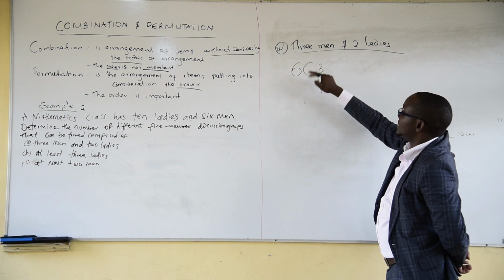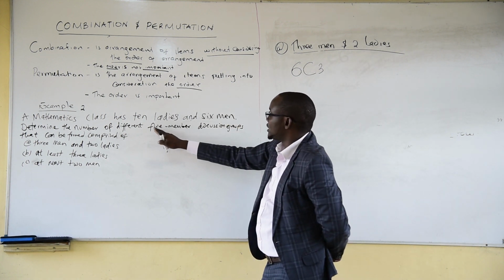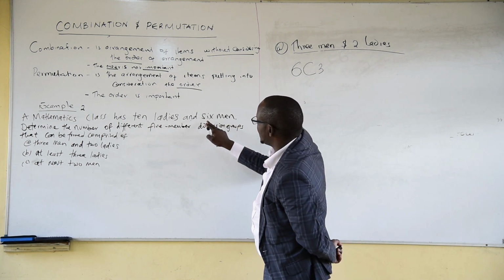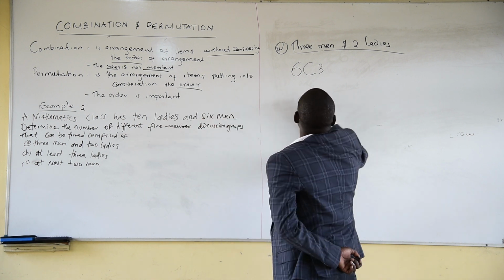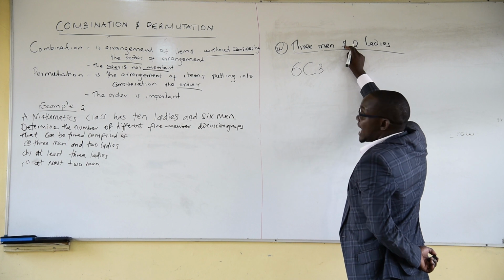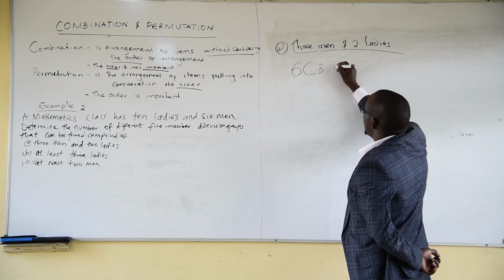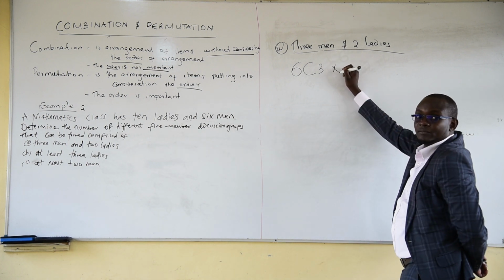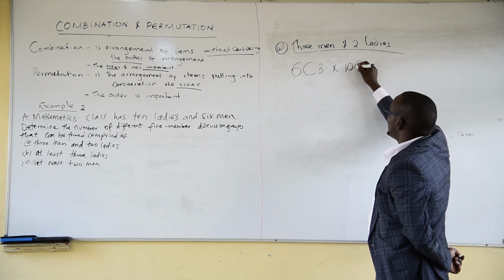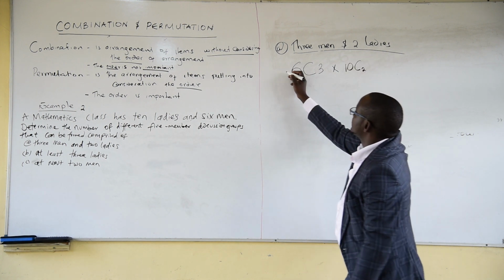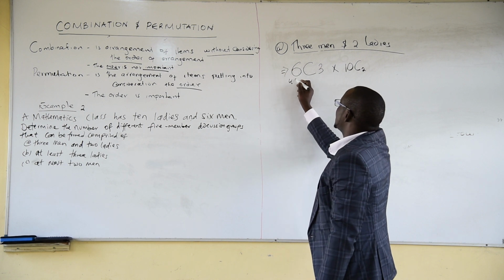For ladies, we want to pick 2. So out of 10 ladies, we are picking 2. Since this is "and", we use multiplication. So here, out of 10 ladies, we are picking 2. So we can solve this using calculator.